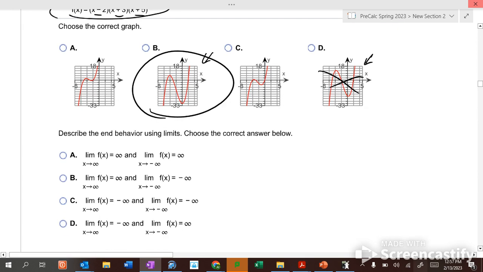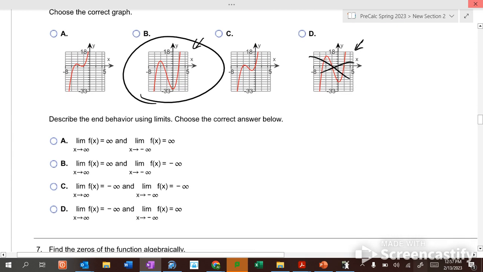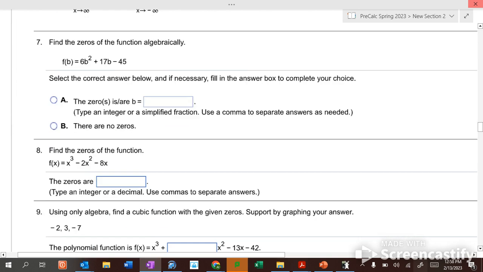And if you need to check, just check on your graphing calculator. So as you're going towards infinity, where is it going? Up to infinity. As you're going towards negative infinity, where is it going? Down to negative infinity. So it's this one.